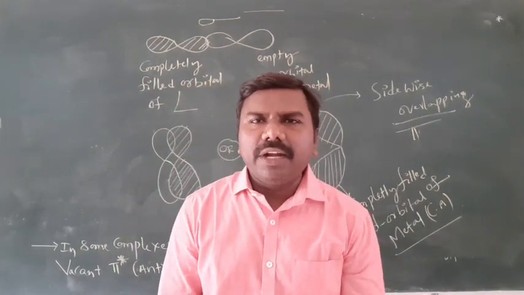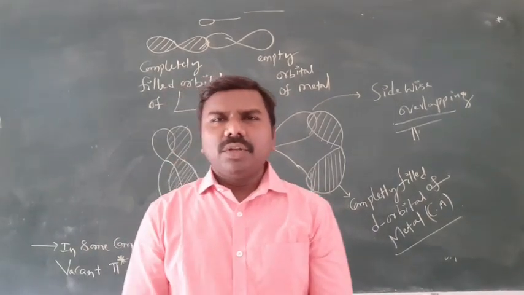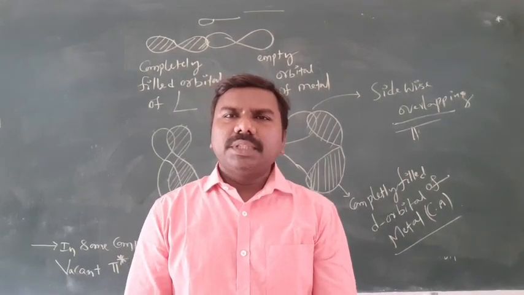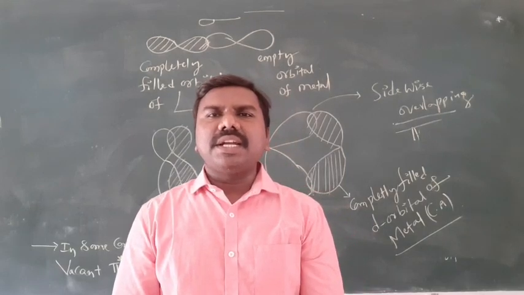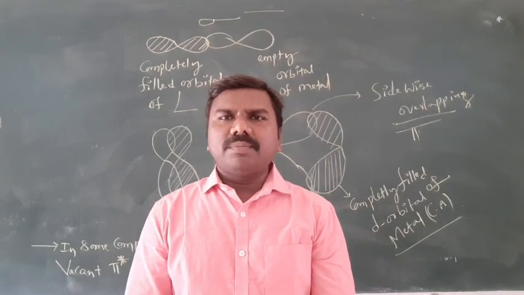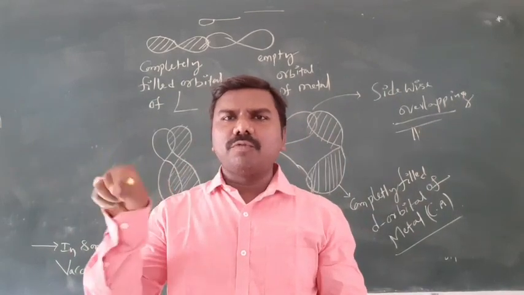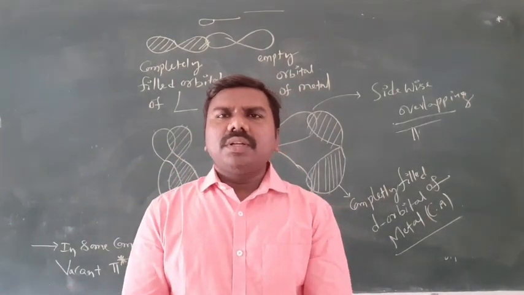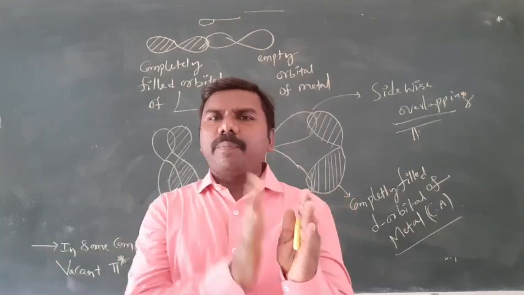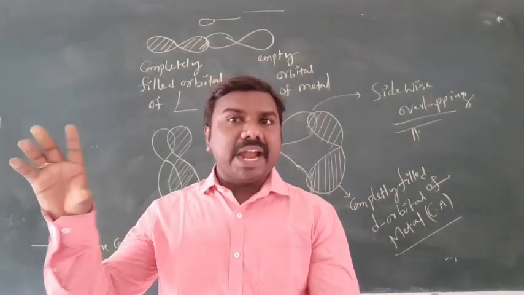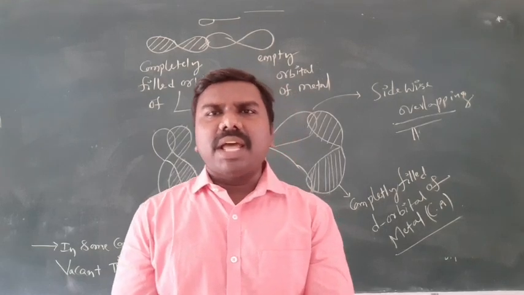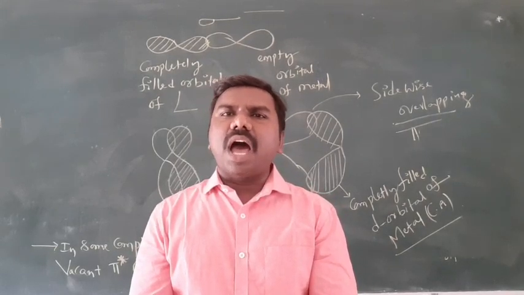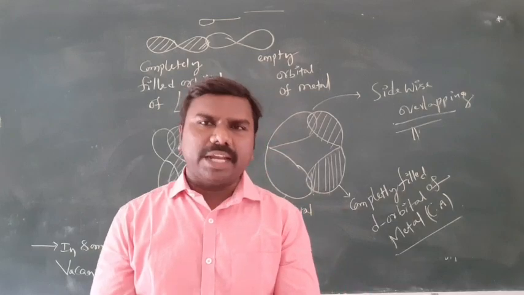Next, strong field ligands and weak field ligands. Few ligands have a capacity to pair up the unpaired electrons in the central metal atom. For example, 3d5: d orbitals 5, in each orbital 1, 1, 1, 1, 1. So, these unpaired electrons will be paired one by one by a ligand effect. Such ligands are named strong field ligands. The ligand which can pair up the unpaired electrons is called a strong field ligand.